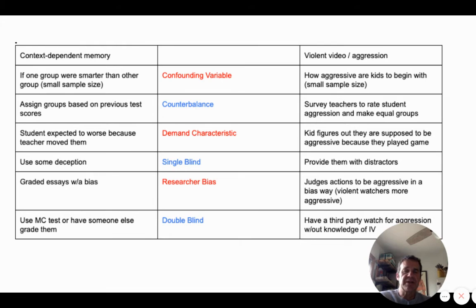A demand characteristic. Well, if a kid plays a violent video game and then we give them a survey about aggression, they might be like, oh, I just played a violent video game. They expect me to be more aggressive. And as a result, that will change their dynamic, right? Their natural response. So what I would do here is I would probably provide them with distractors.